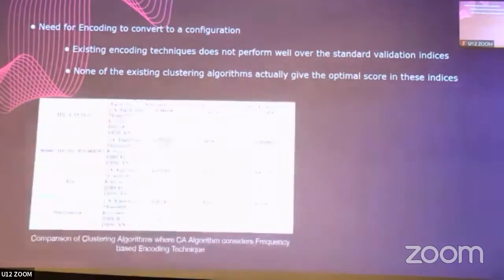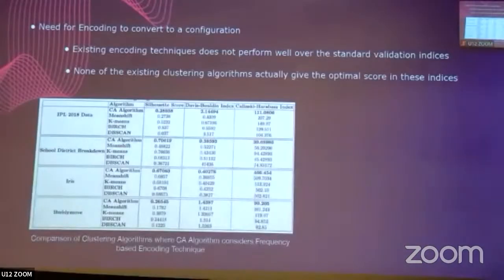Another thing we have seen is that none of the existing encoding techniques gave us a good score. By good score, I'm talking about the four standard validation indices: Silhouette, Davies-Bouldin, Calinski-Harabasz, and Dunn index also. I'm not showing the Dunn index result for this particular case. You can see that it's not giving a very good score. Another point is that none of the existing state-of-the-art algorithms give us a good score either. They are still much behind the optimal score.